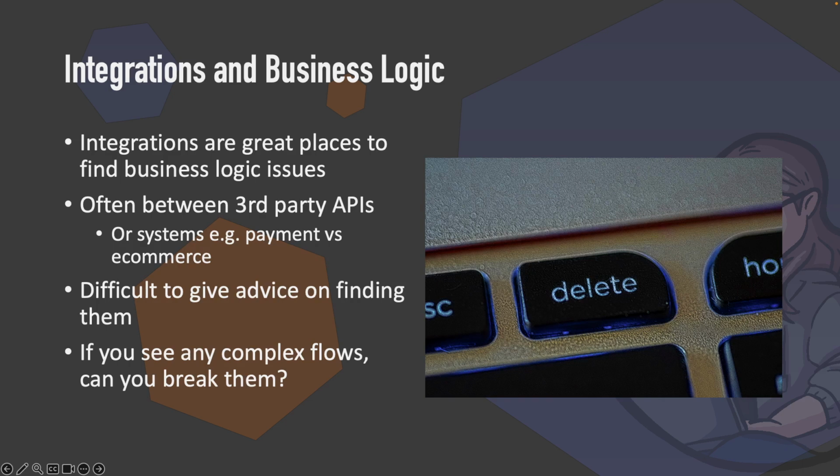A lot of the time with APIs, you'll find integrations with third parties. So maybe you're looking at, I don't know, a system design for developers. It'll integrate with Jira and then offer Jira tickets. Maybe it will have payment accepted via PayPal. Those integrations can be great places to find business logic issues. Any kind of complex flows, you want to think: can I break this?